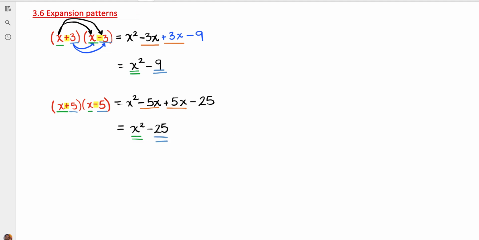Wonderful. Let's do the third example here. So I'm going to do x take away 10 times x plus 10. Notice that again, I have a subtraction here, an addition here, but in the previous one it was first positive and then negative, and here it is negative and then positive. Okay, we're going to solve this one up.